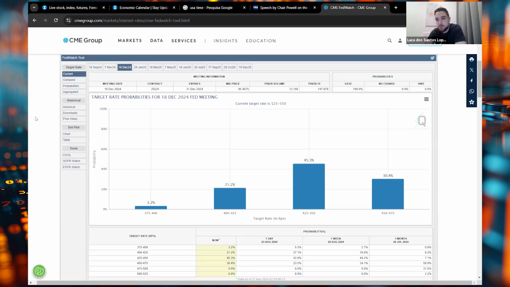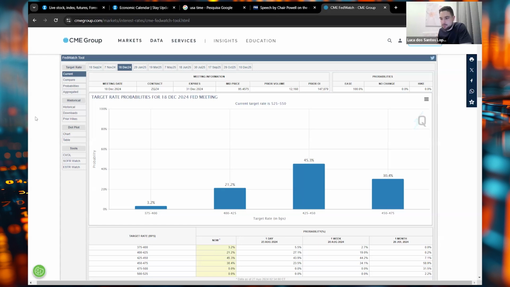18th of September, 25 basis point cut. 7th of November, 25 basis point cut. So 50 already. And 18th of December, 25 basis point cut, 75. 25, 50, 75. So I'm not expecting a 75 basis point cut because there's such a big time yet to come until December.